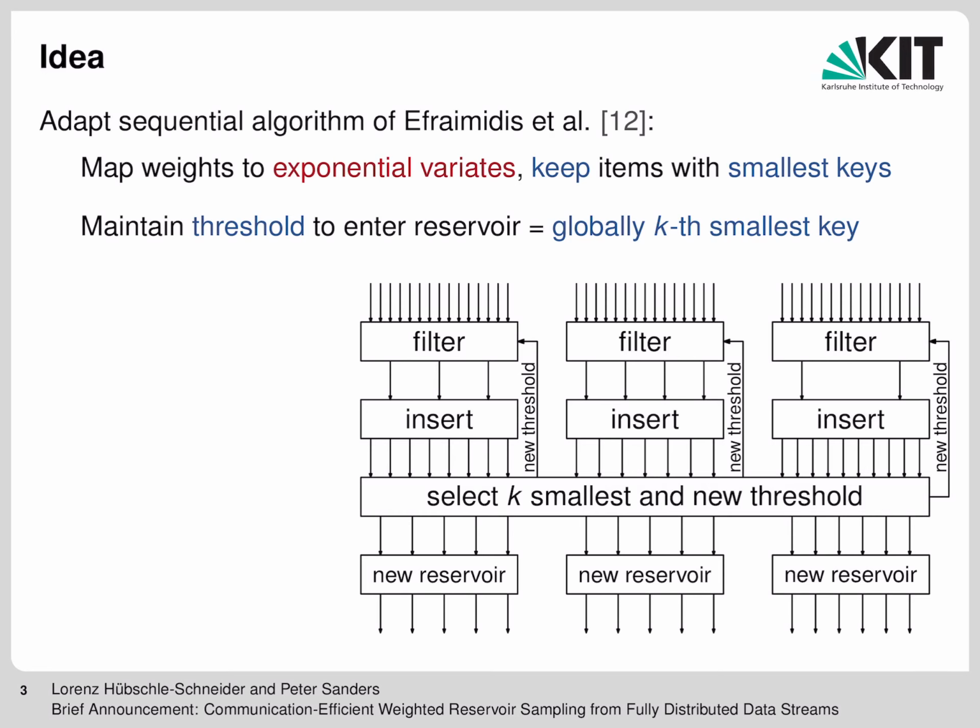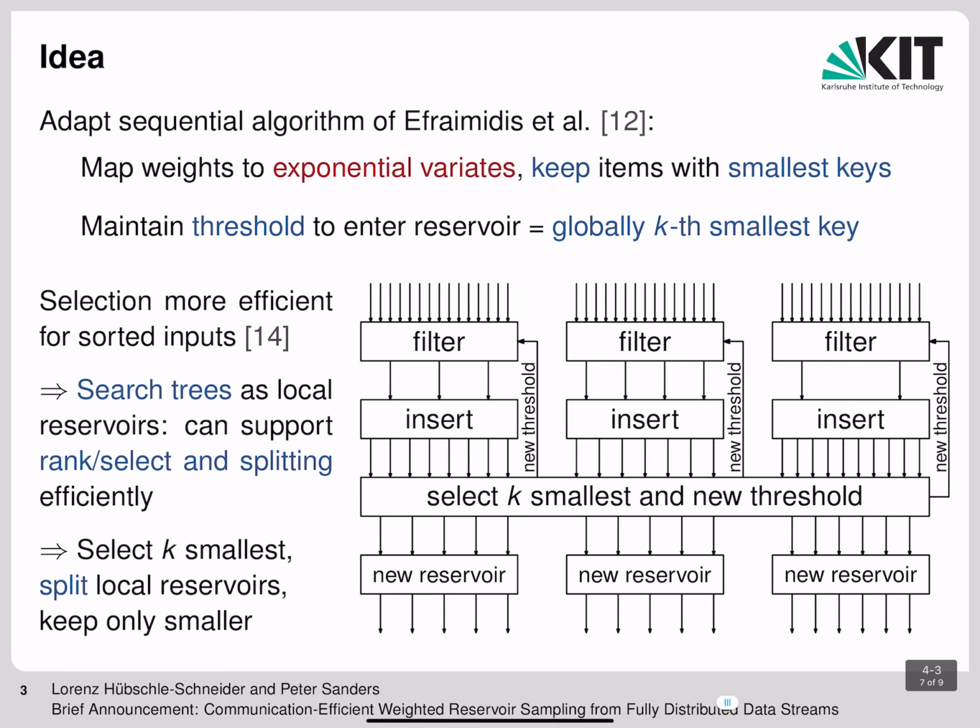Now, clearly the step that requires the most consideration here is the selection. In the previous paper, we showed that selection from locally sorted items can be done much more efficiently than the classic unsorted selection problem. But here we need to dynamically insert items a lot. The solution is to use a search tree to represent the local reservoir. Then we can easily insert items, and we can also augment search trees to support rank and select queries efficiently, as well as splitting them at some arbitrary position to discard the newly disqualified items quickly. And this completes the basic algorithm.